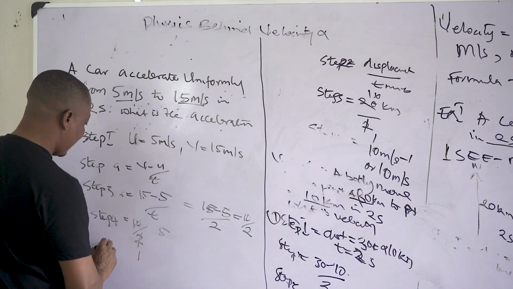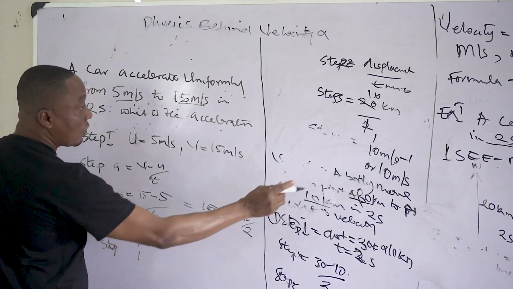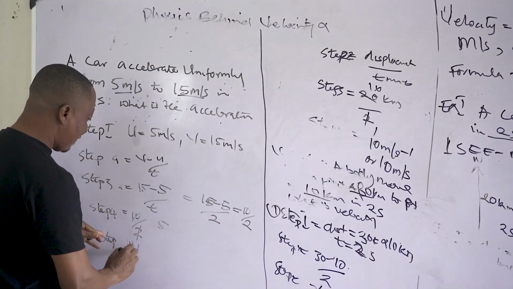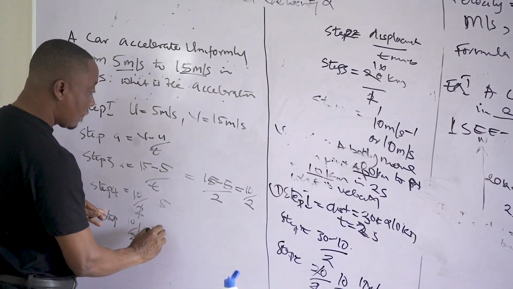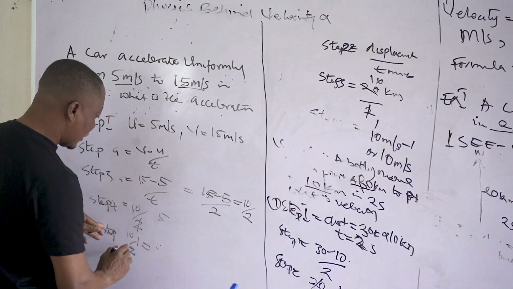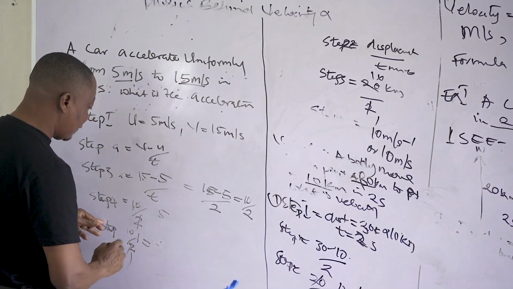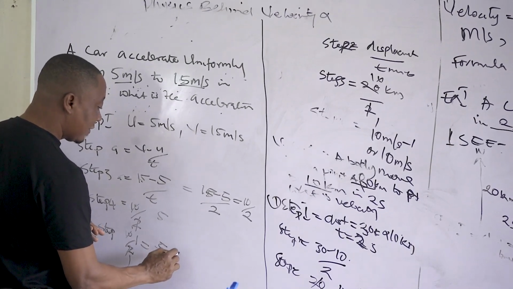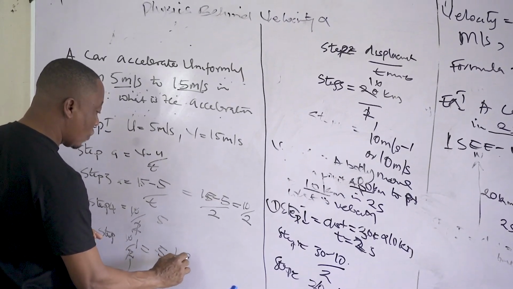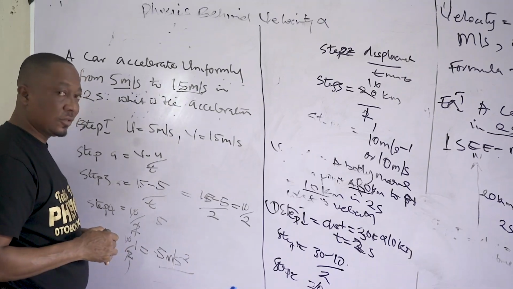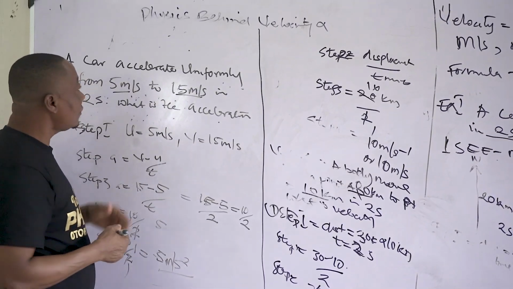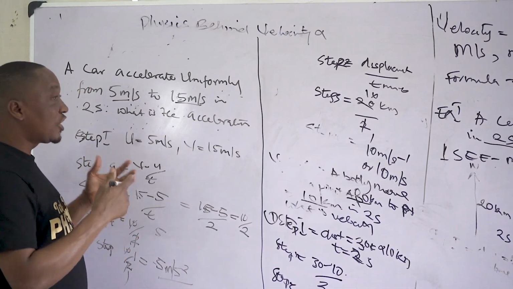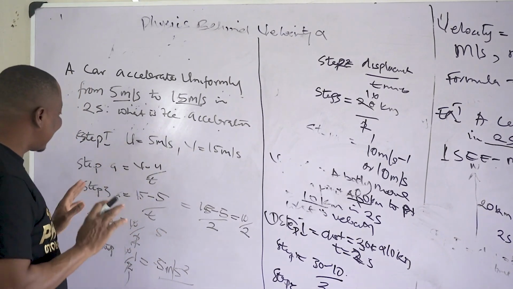So now step 5, which is the solution, where we execute the answer. We have 10 over 2. 2 cancels the same 1 into this 5, which is 5 meters per second squared. That is the acceleration. We can also say that acceleration is the change in velocity all over time.